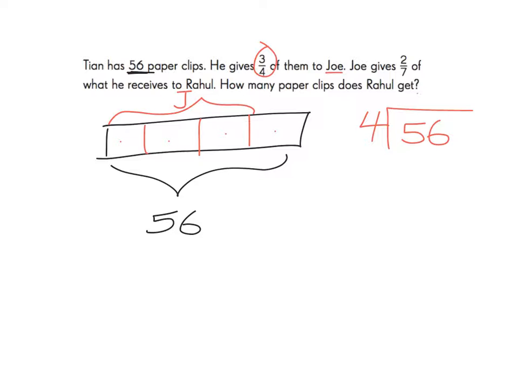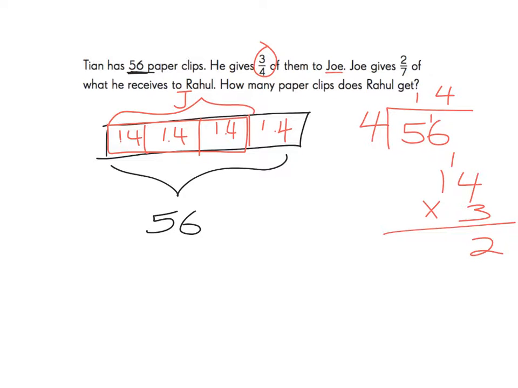4 goes into 5 once, the remainder is 1. 4 goes into 16 4 times. So each part of the bar is worth 14. Well, if Joe received 3/4, I can do 14 times 3 to find out how many paper clips Joe received, and he received 42 paper clips.